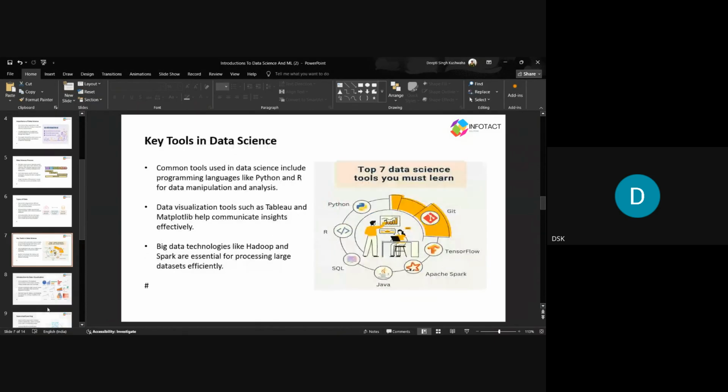So the tools in data science would include Python, R, SQL, Java, Apache Spark, TensorFlow, Git. For data manipulation and analysis, Python and R are used respectively. For data visualization, we use Tableau and Matplotlib to help communicate insights effectively. We can use Power BI as well, and other technologies are also there. And for big data, technologies like Hadoop and Spark are essential for processing large data efficiently.